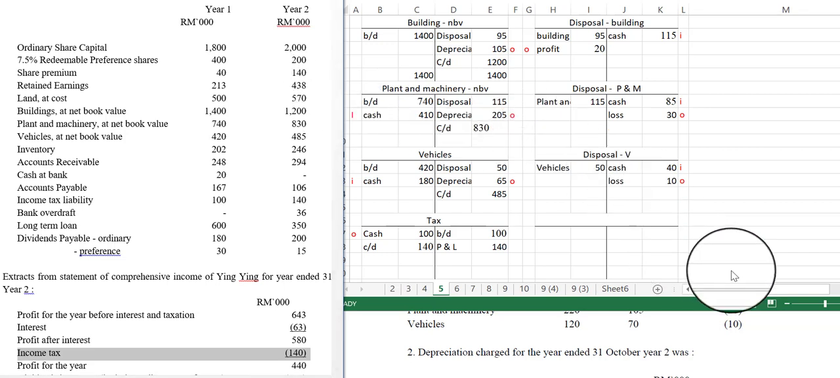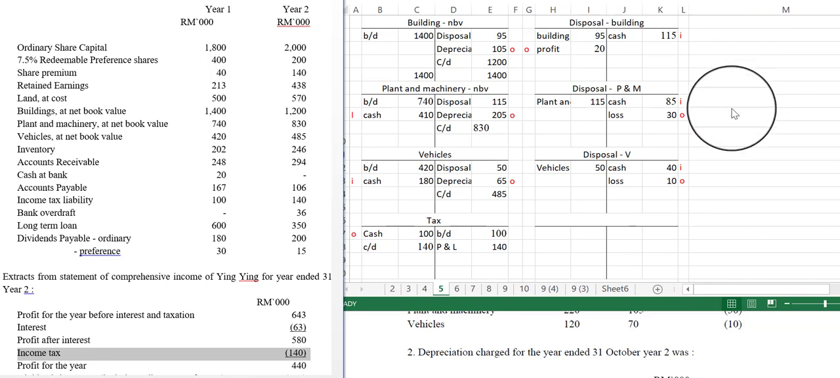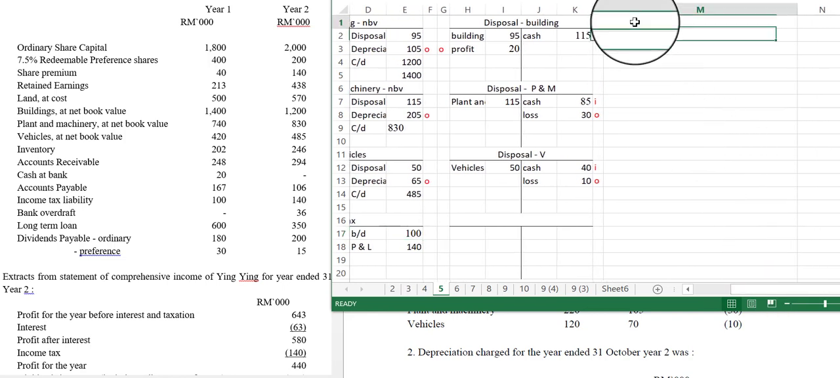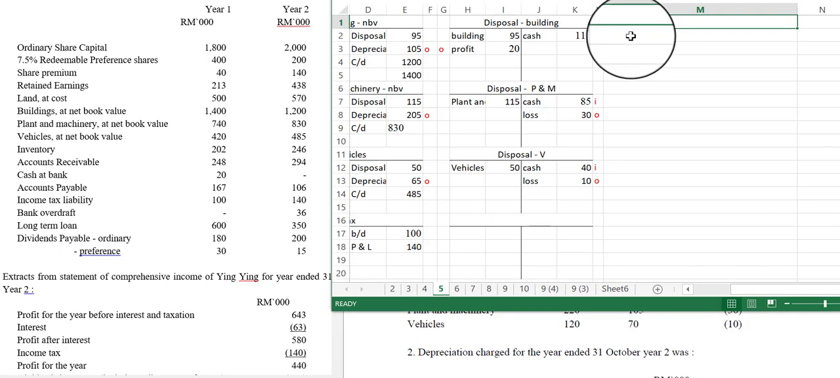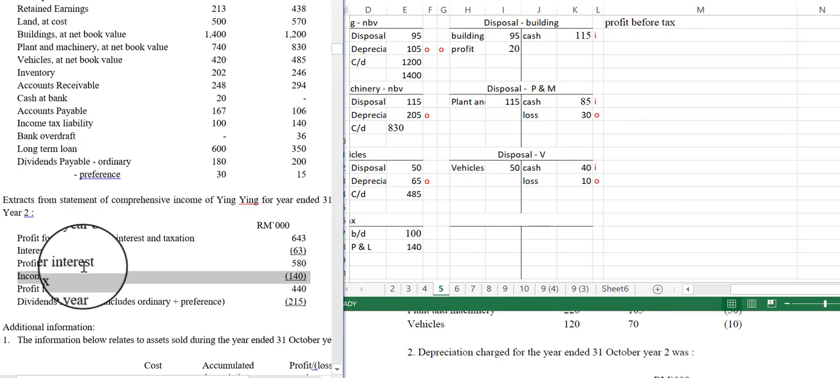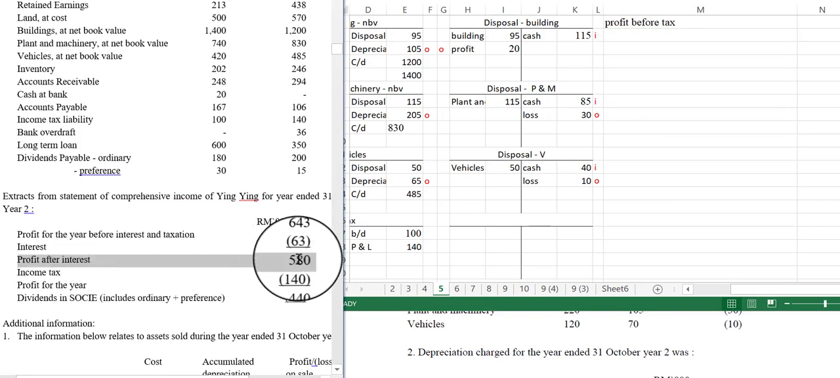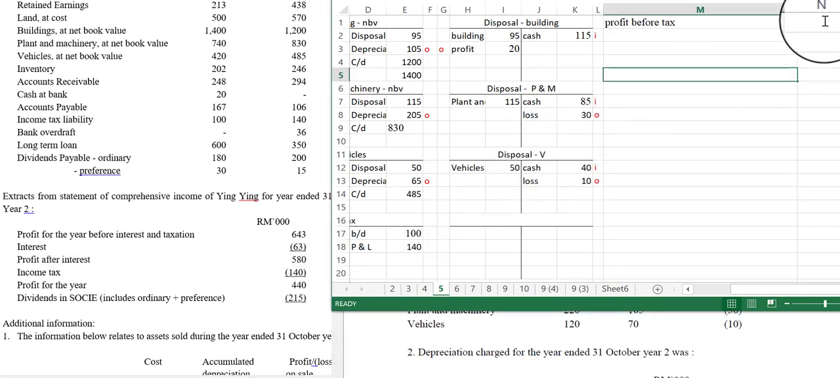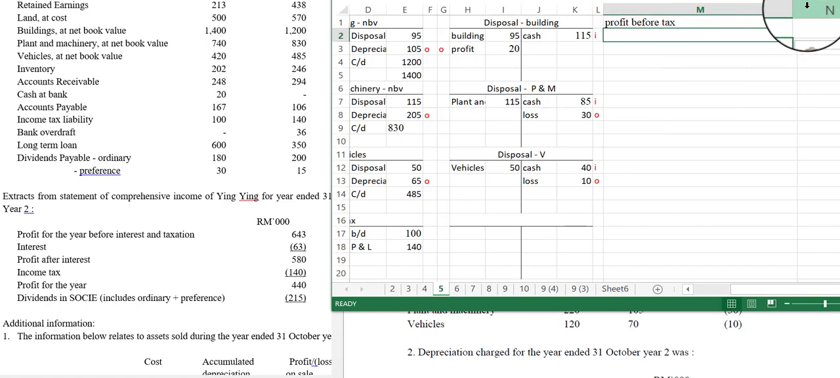So now we can prepare the cash flow. Okay, we can prepare the cash flow. Now I will prepare one by one in case you are not very sure, not very familiar with the format. Okay, now first one, we will have a profit before tax. Now profit before tax means after interest. Yeah? So here is profit after interest but before tax. So you're going to take these figures, 580. Here you have 580.